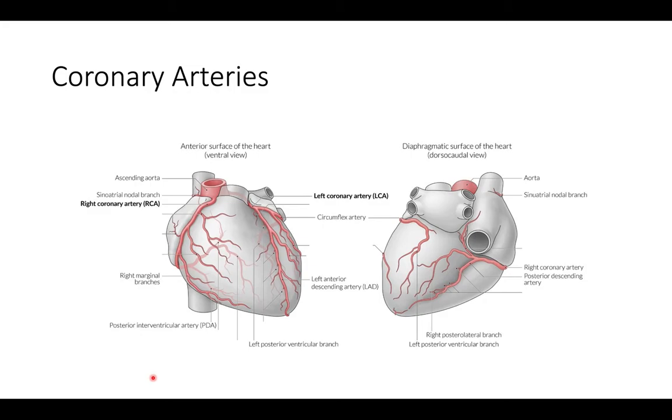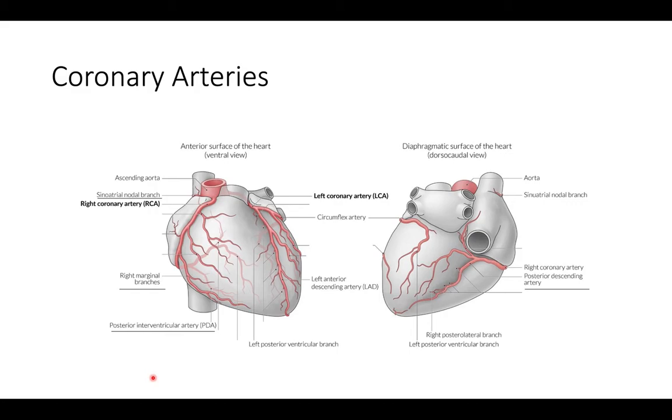The right coronary artery branches into several different branches, but the first one is the sinoatrial nodal branch, and it's aptly named because it provides blood to the sinoatrial node. The RCA then flows down the anterior side of the heart and creates these right marginal branches that will provide the anterior wall of the heart. The RCA then flows back around the backside of the heart and creates the posterior interventricular artery, also known as the posterior descending artery or the PDA. And this just provides the posterior wall of the heart.